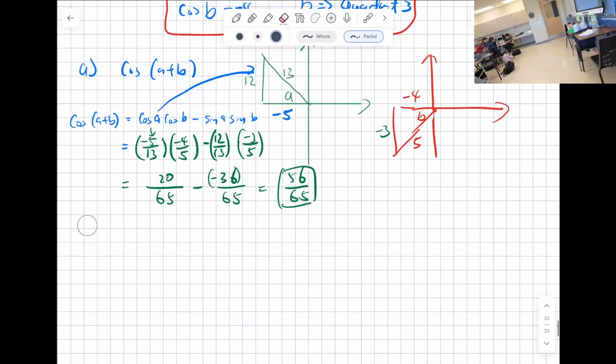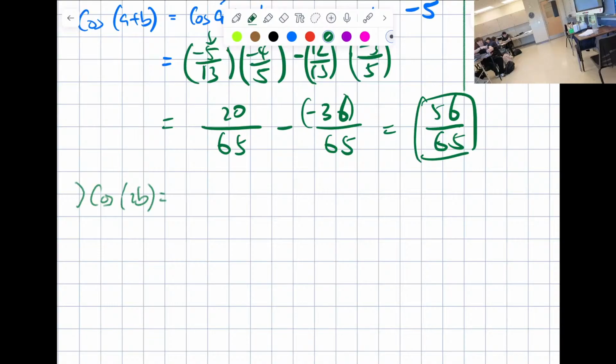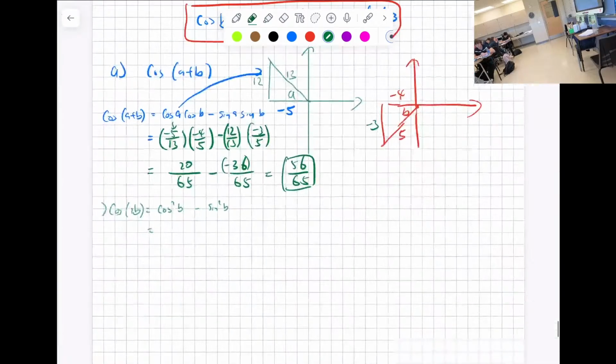Okay, what if I ask you what is the cosine of 2B? What do you think cosine of 2B is? What if my question asks you what is cosine of 2B? Cosine squared B minus sine squared B. So what is cosine 2B?